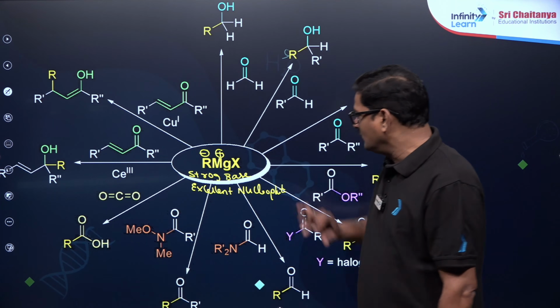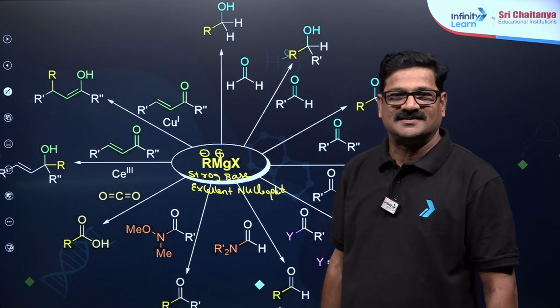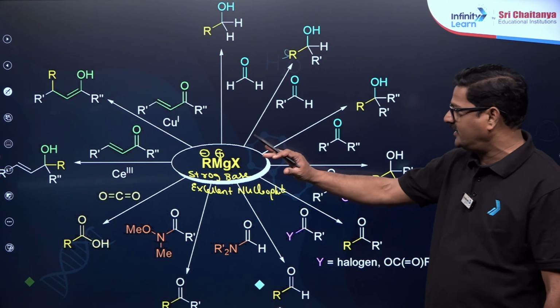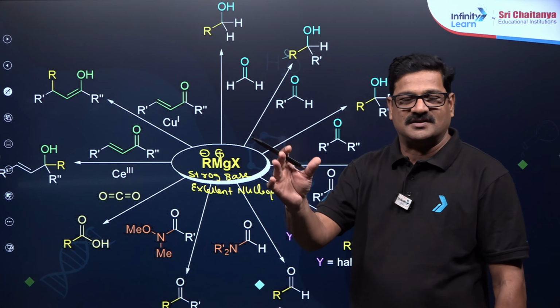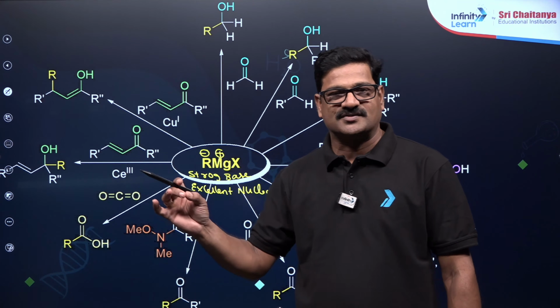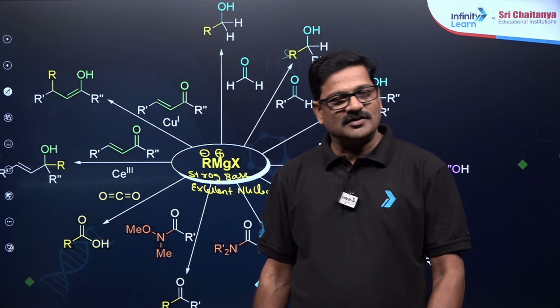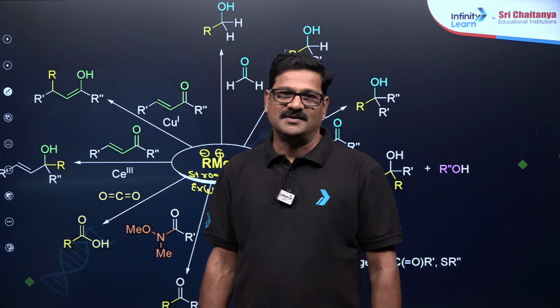So what is the meaning of a strong base? A base is the one which attacks H plus. So any species reacting with a Grignard reagent that has a labile hydrogen or acidic hydrogen is going to give you its corresponding alkane. That's why Grignard reagents are prepared in anhydrous conditions.